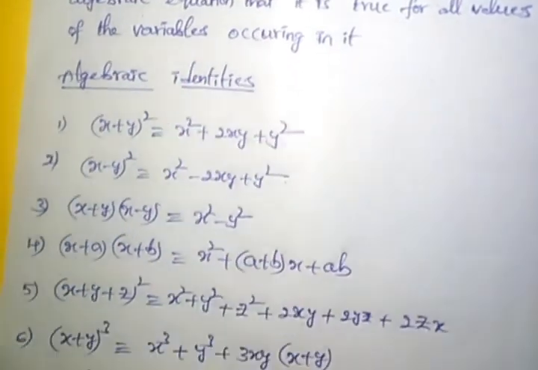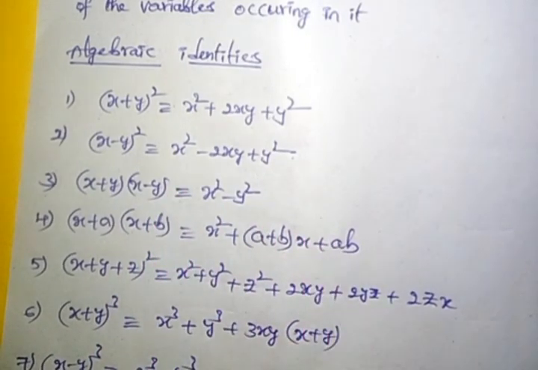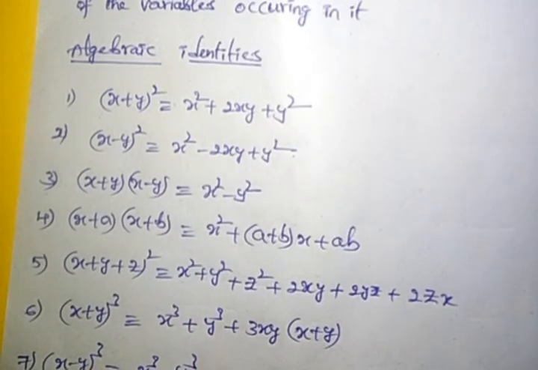So here some identities are given, and you need to learn these formulas by heart because our next topic, that is exercise 2.5, is based on these formulae. So you have to learn these formulas by heart for better understanding of the problems in exercise 2.5.